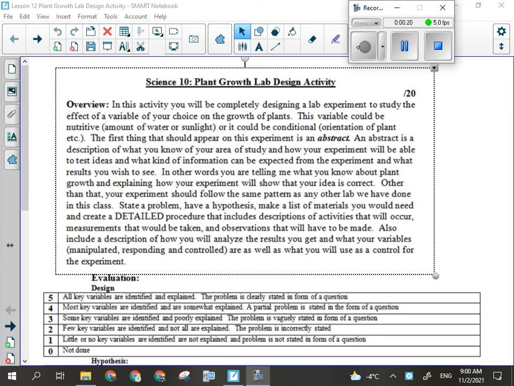Our procedure must be controlled. Okay? That is, we are only testing the effect of one factor on plant growth. The way we make sure of that is we take into account controlled variables. Okay? That is, we make sure that anything else other than the factor we're trying to test is being kept the same for all of our plants.